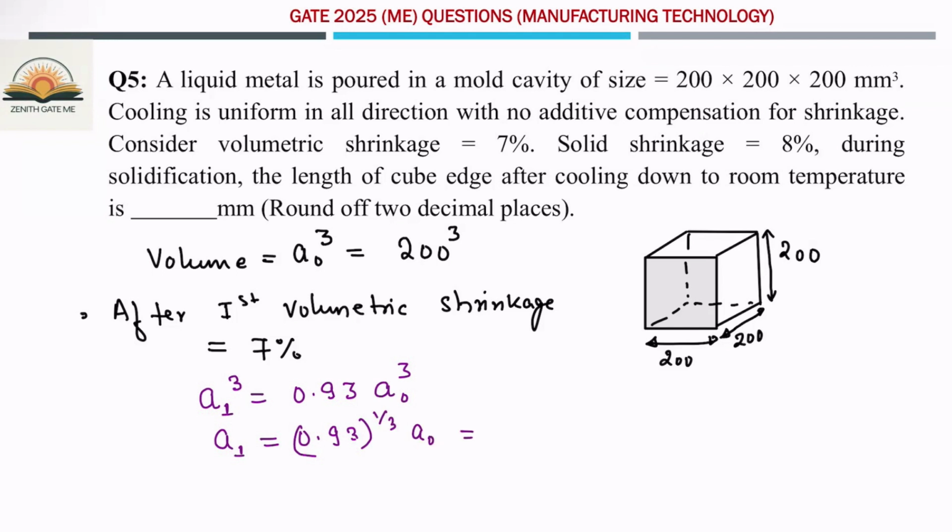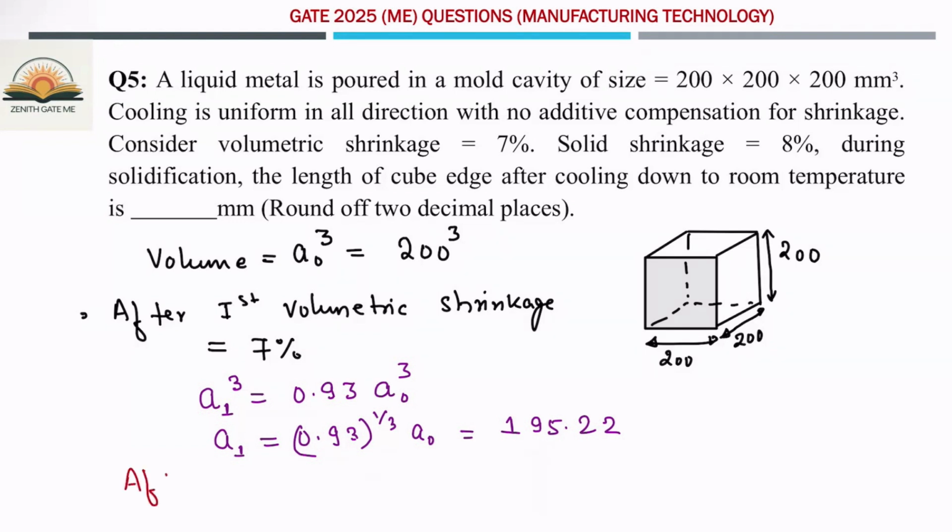So this value, once you calculate, you will get 195.22. Okay, so this is the edge length of the cube after the first solidification or first volumetric shrinkage. Again, there is a shrinkage, which is the solid shrinkage, nothing but 8%.